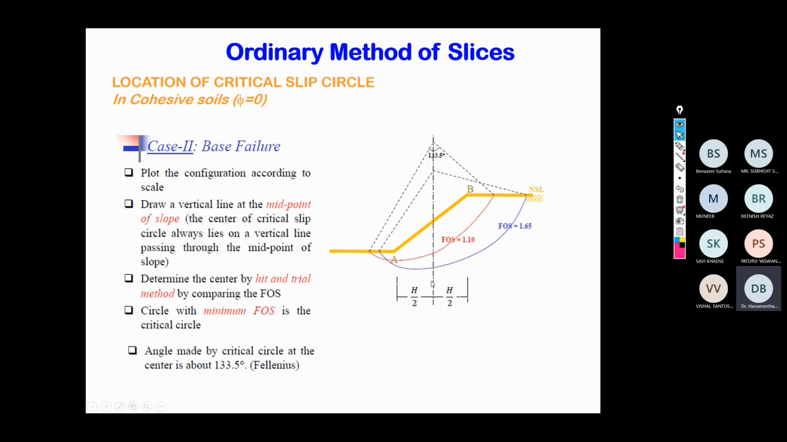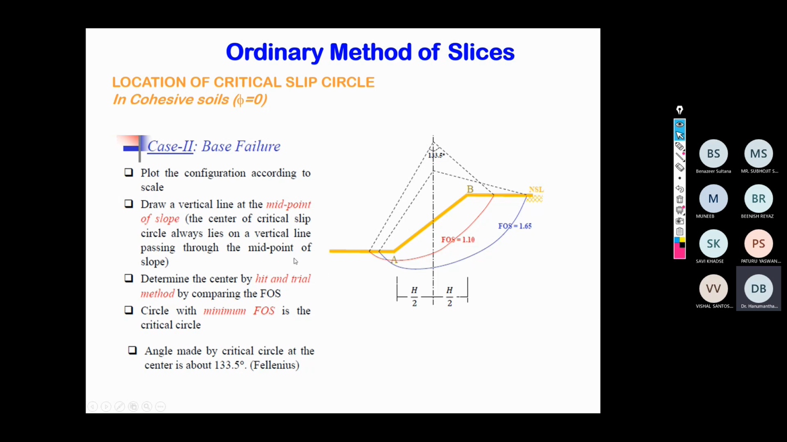In this method, what we need to do is, first you have to draw a vertical line at the middle of the slope AB. As you can see here, from A to B, exactly at h by 2 and h by 2. So draw a vertical line at the midpoint of the slope AB.